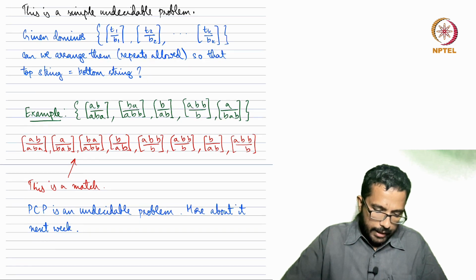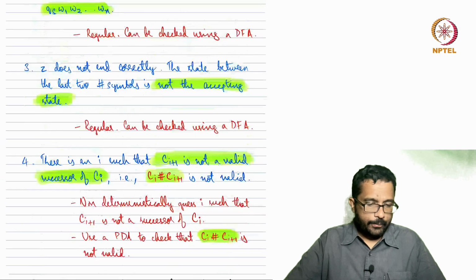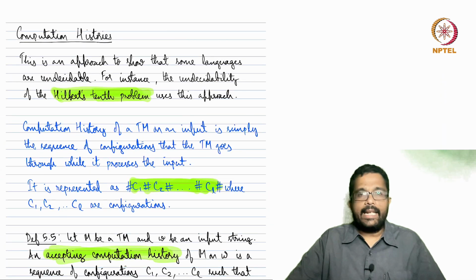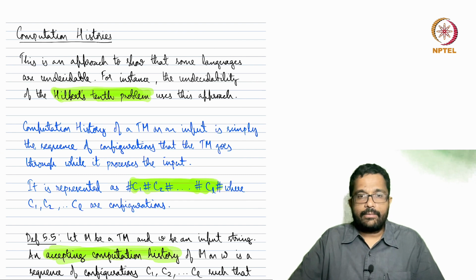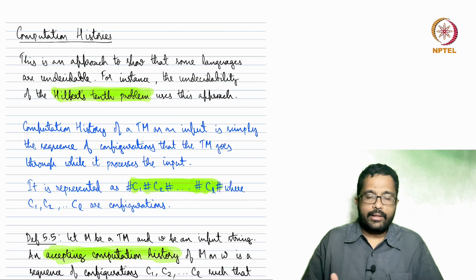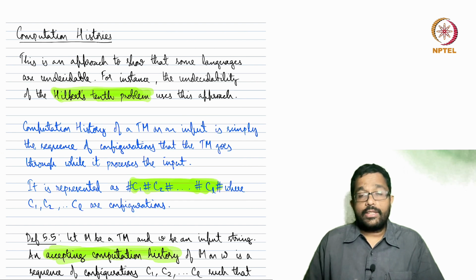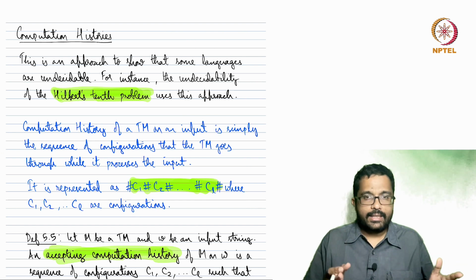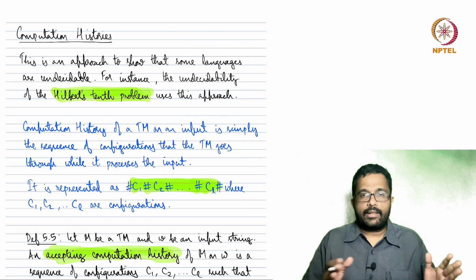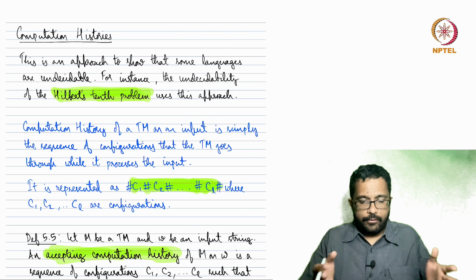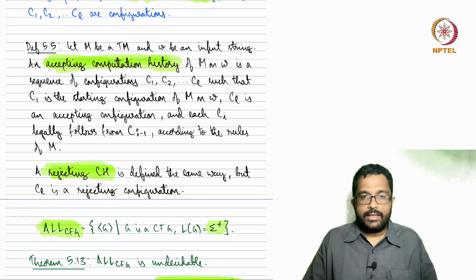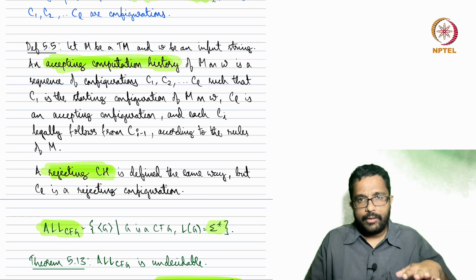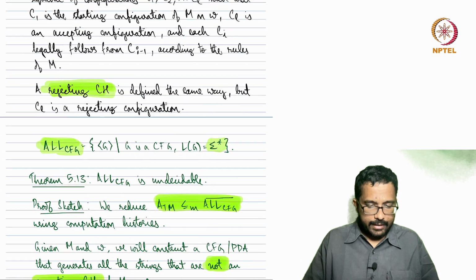So that completes lecture number 42. This also completes the week 8 lectures. In week 8, we defined reductions, and we saw undecidable languages using reductions. Then we saw Rice's theorem, which was a template result that could show that many languages that fall in that framework are undecidable. Then we saw computation histories and a medium-level overview showing that ALL CFG is undecidable.